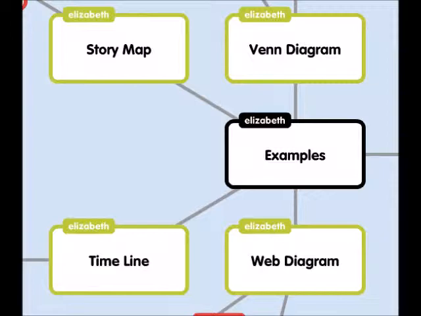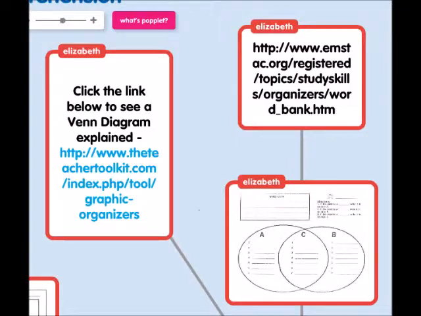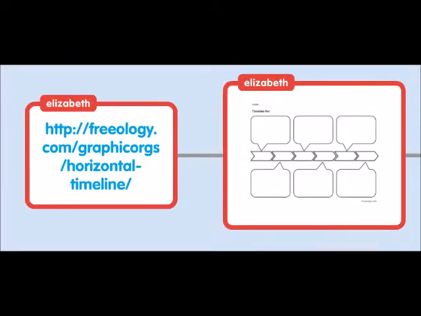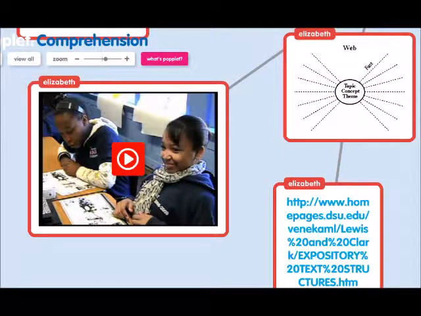Some examples include Venn diagrams, story maps, timelines, and web diagrams. This is an example of a Venn diagram. This is an example of a story map. This is an example of a timeline. This is an example of a web diagram.